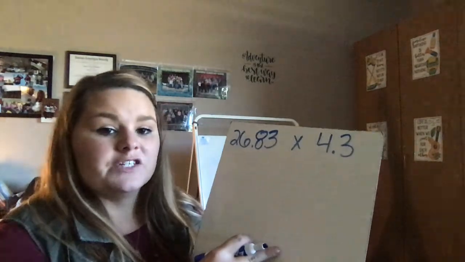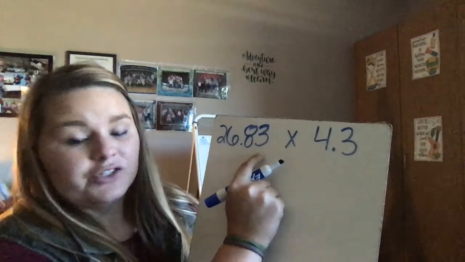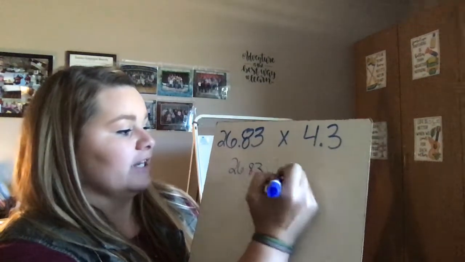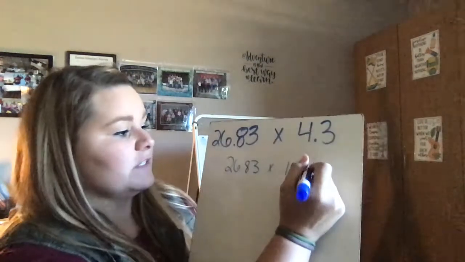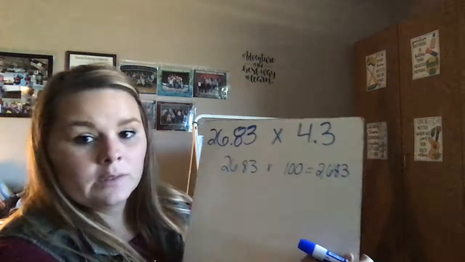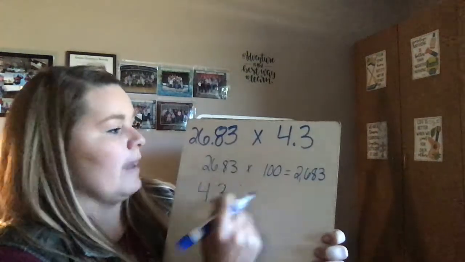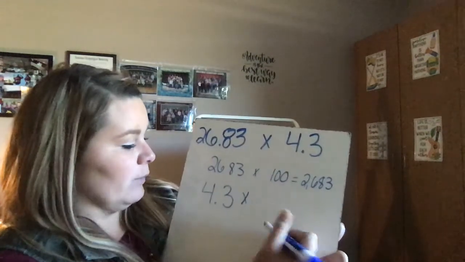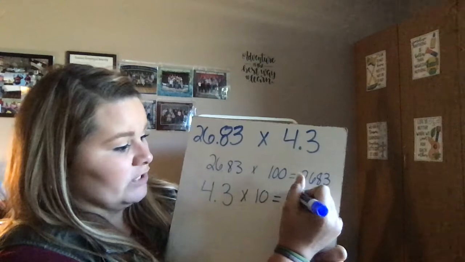So the first thing we need to do is figure out how we could make these into whole numbers. And so we see there are two digits after the decimal in this number. So we could multiply 26 and 83 hundredths times 100, or 10 to the second power, because there are two shifts, and that would get us the whole number of 2,683. So if we think about 4 and 3 tenths, how could we make that number into a whole number? So what we could do is multiply that just by 10, because it's only one shift to make it a whole number. And that's going to give us 43.